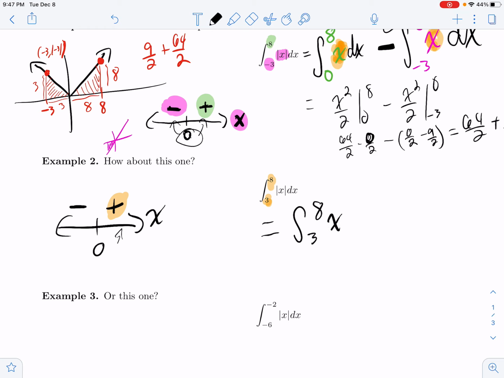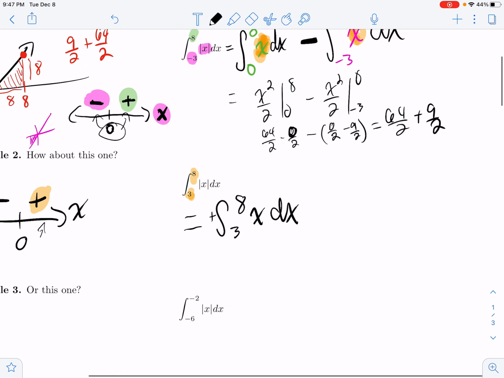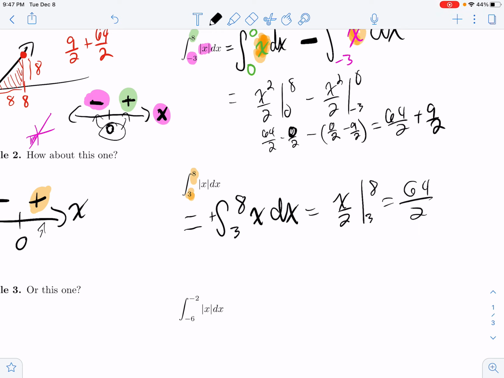So I'm just going to have x dx. And so I guess we can write a plus sign out in front because it's the positive bit. So this is x squared over 2 from 3 to 8. So this is 64 over 2 minus 9 over 2.